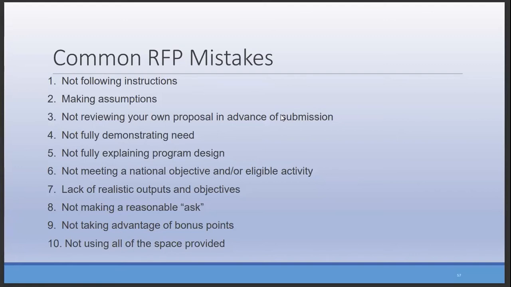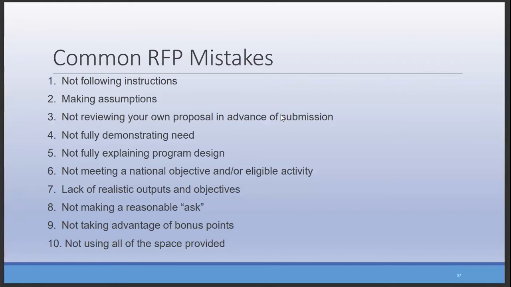The fourth mistake is not fully demonstrating community need for the project. Your activity must demonstrate that it is principally serving low and moderate income persons, and you should back up your claim with data, whether it be reliable qualitative or quantitative data collected in-house or from other reliable sources.